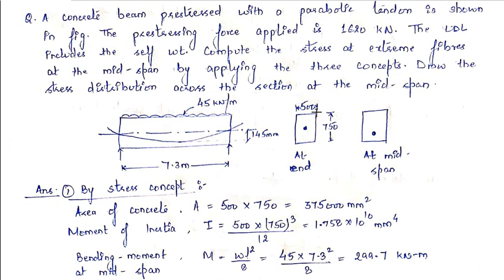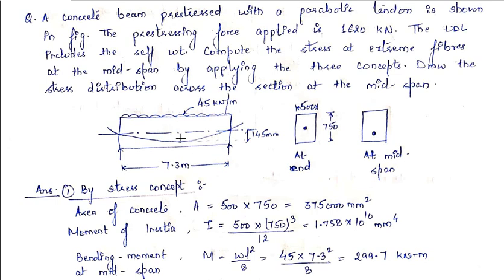So this is a cross section at the end. If you see at the end, the pre-stressing cable is at the center. So this is your pre-stressing tendon, which at the end is at the center of the cross section.